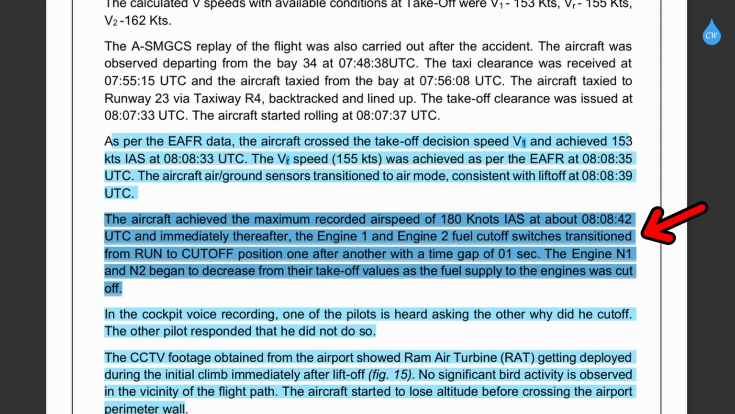Well, basically this part here on the report where it says that the fuel cutoff switches transition, that word, if that graphic is correct and those connections are correct, this transition word does not belong there, because there is no way to know that the switch was moved or not.